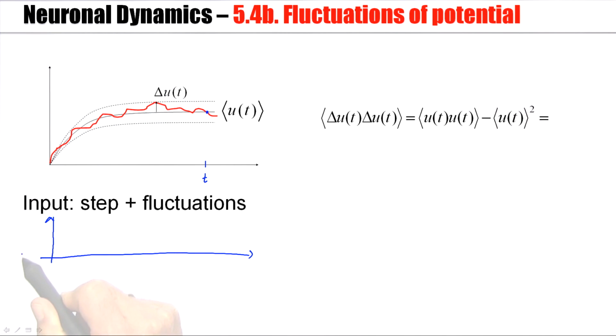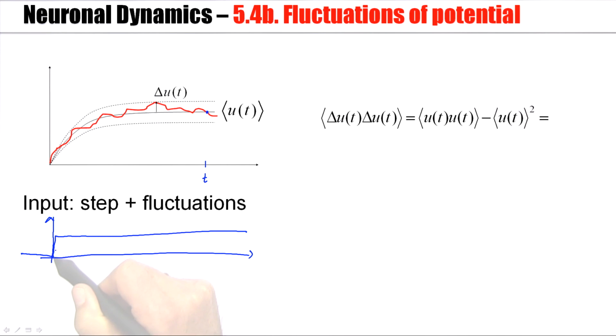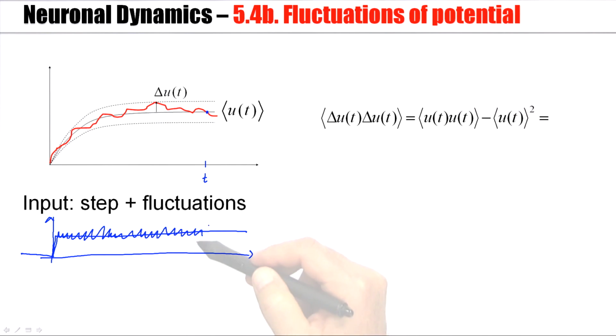Now, the specific situation here is that of a current. You can think of a step current like this, but the input was a fluctuating version of this step current, something like this. Now, this is low-pass filtered by the differential equation and gives rise to this kind of fluctuating membrane potential trajectory. And the question is, can we calculate these fluctuations?